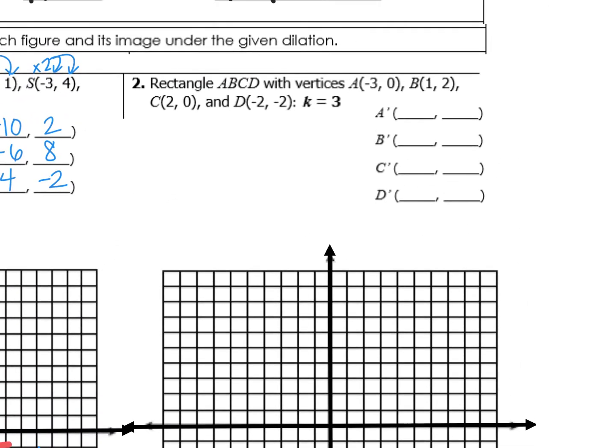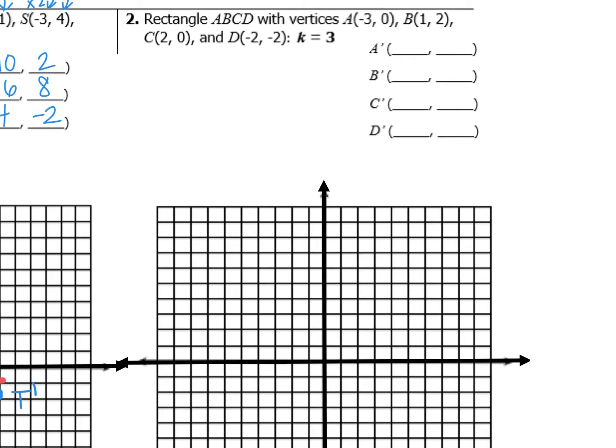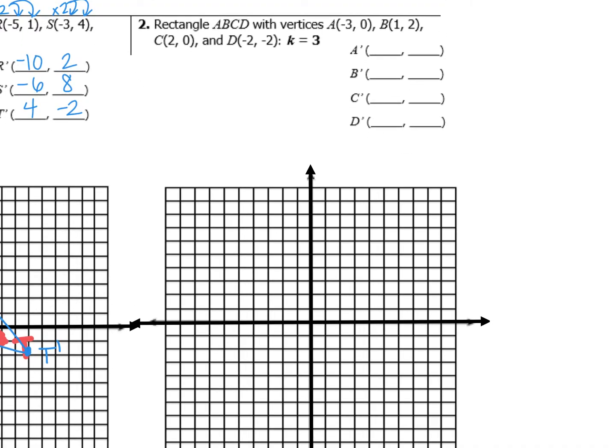Let's go ahead and do number 2. I have rectangle ABCD. So I'm going to go ahead and graph the original. A is at -3, 0, so that's left 3, up or down 0. B is at 1, 2. C is at 2, 0. And then D is at -2, -2. So there's my original rectangle. My scale factor is 3, so again, our rectangle is going to get bigger.